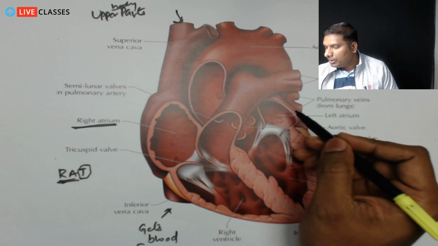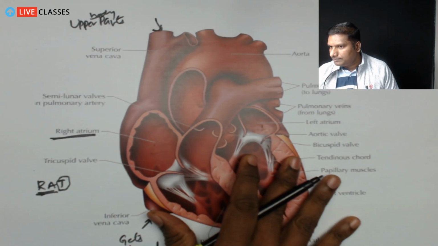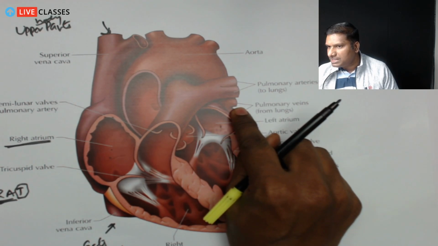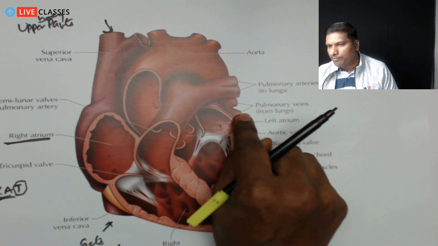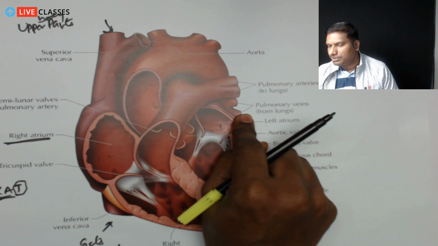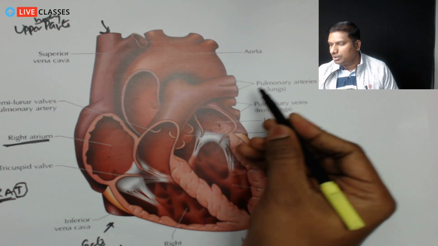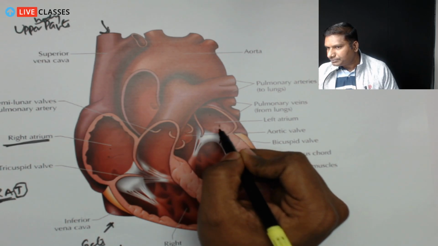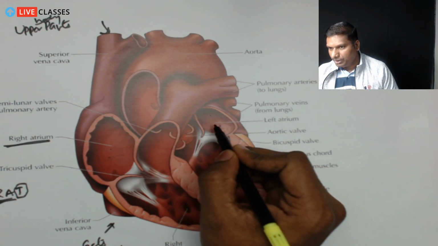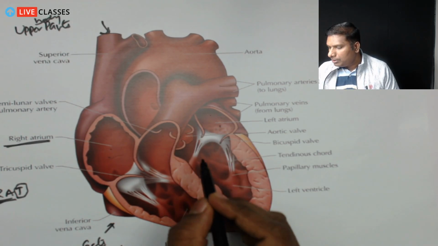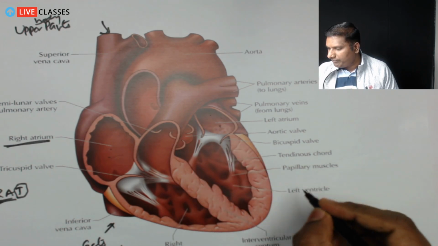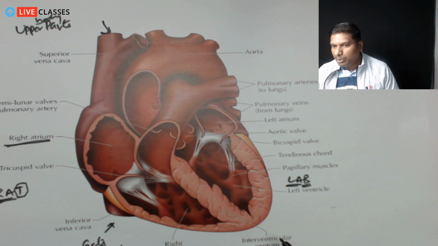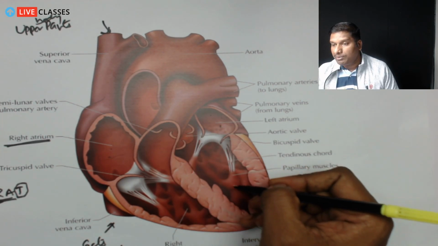In the same way, you have the left atrium here, and into the left atrium the pulmonary veins open: 2 pulmonary veins from the left lung and 2 from the right lung. So you see 2 openings here and 2 openings here, and all of them open into the left atrium. The left atrium is connected to the left ventricle through a bicuspid valve, and the way to remember that is LAB. The bicuspid valve is present between the left atrium and the left ventricle, so the blood from here will move into this.